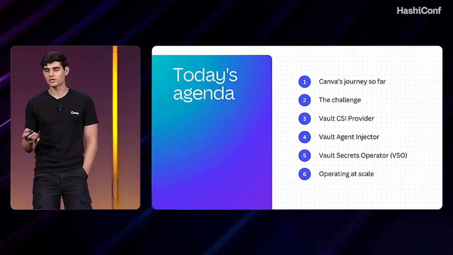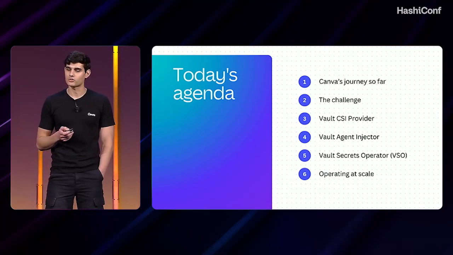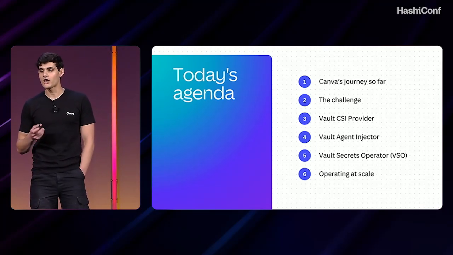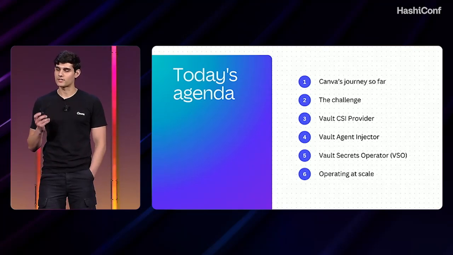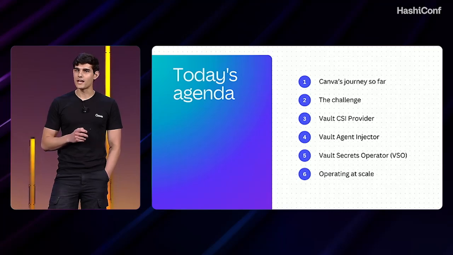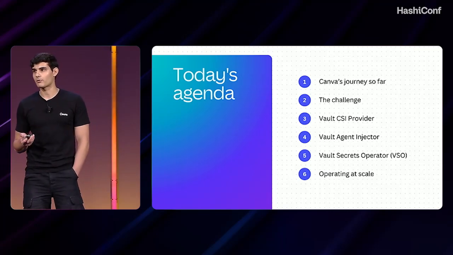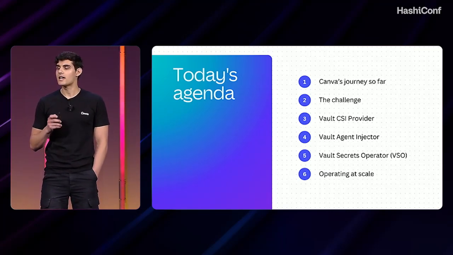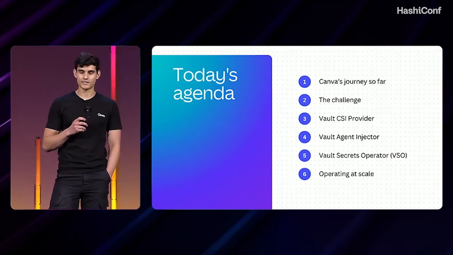How do we do this in a way that is scalable and reliable? Today, we're going to take a look at how we use the Vault Secrets Operator to tackle this challenge and migrate Datadog to use dynamic secrets on Kubernetes with zero code changes. Along the way, we'll also tour the Vault CSI provider and Vault agent injector to understand why VSO really shines.